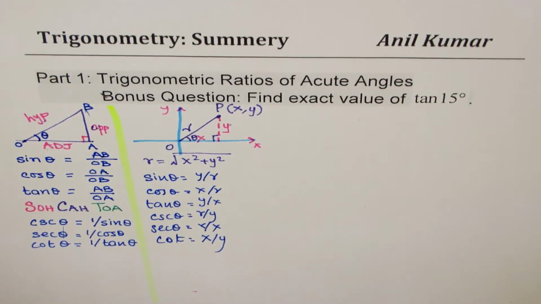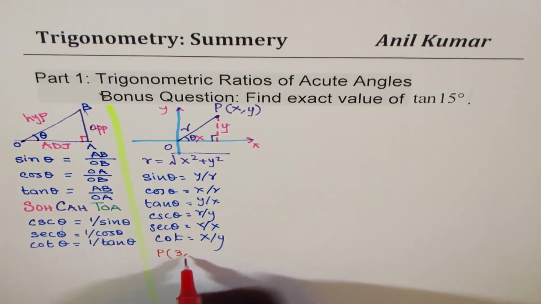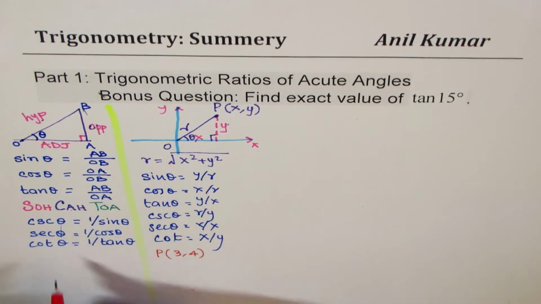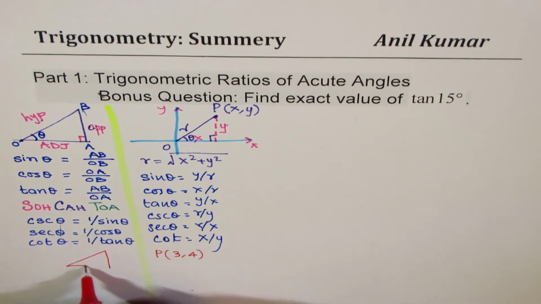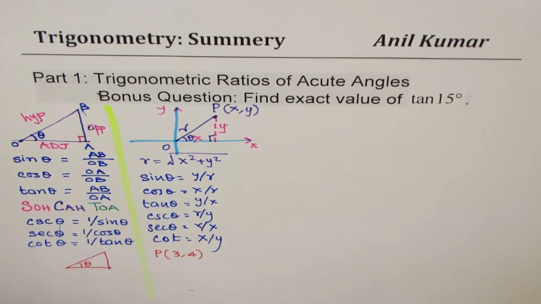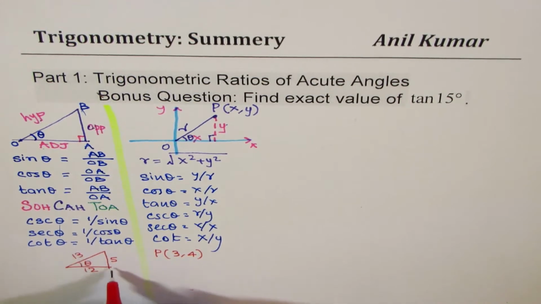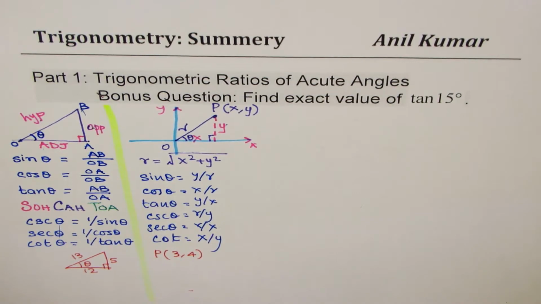So as an example, what you can do is you can consider a point P whose value is, let us say, 3, 4. Find all these trigonometric ratios, and in this let us consider a triangle. Let me make one here where theta is the angle, and whose sides are, let us say, 12, 5 and 13, right? That becomes a right triangle. Now write down all the ratios as an exercise.